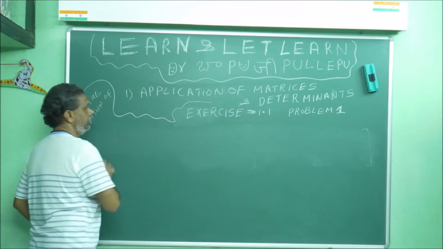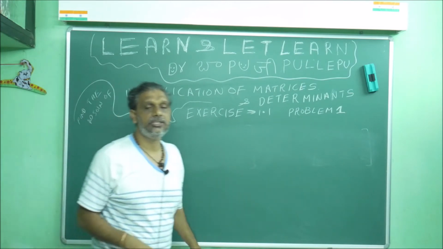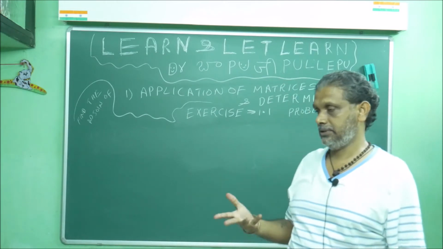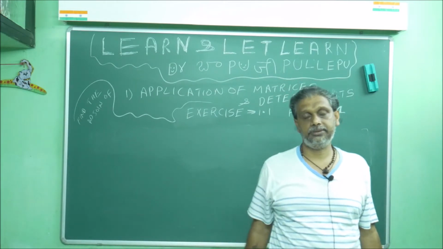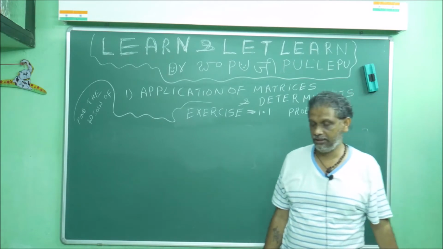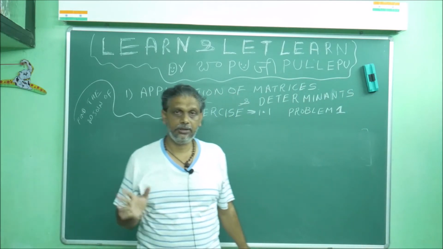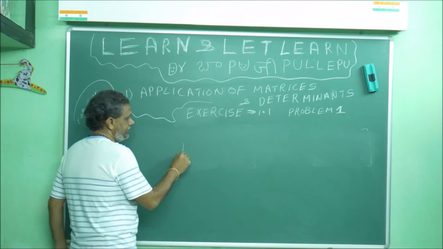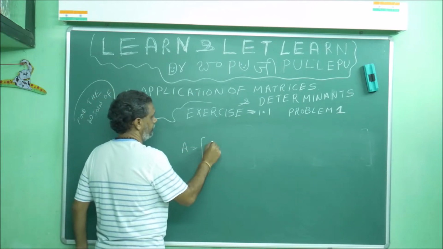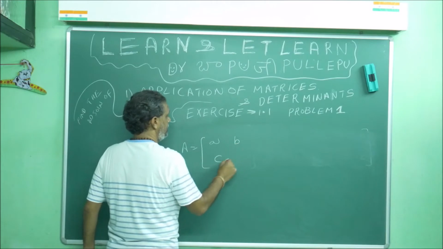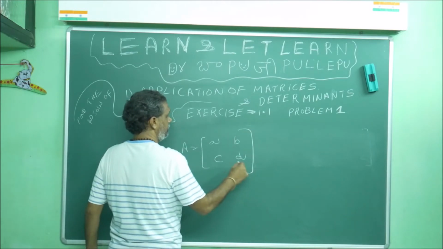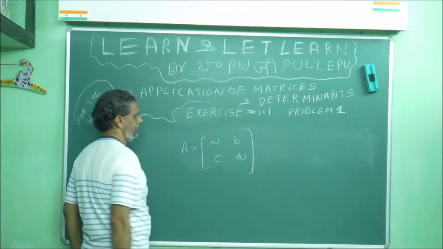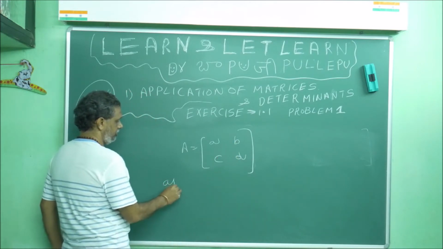Suppose they are asking for the adjoint. Adjoint means nothing but the transpose of the cofactor matrix; you will get minors and cofactors. I don't want to confuse you too much. First, suppose A is a 2 by 2 matrix with first row a, b and second row c, d. This is the order you can remember. Then how do you write the adjoint of A?